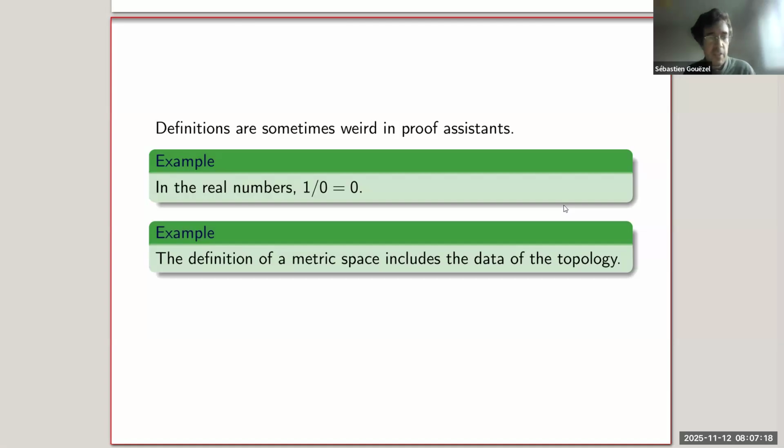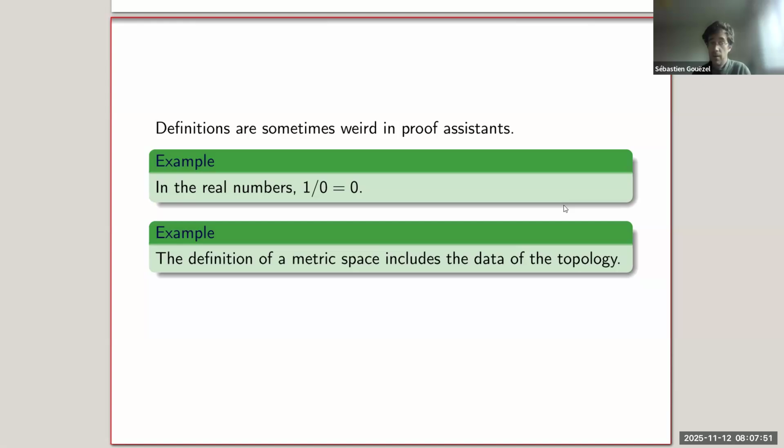Another weird example of a definition in a proof assistant, in mathlib, but also in Coq, in Isabelle, is that on paper, when you define a metric space, you will just take a distance function with 2 or 3 axioms, and that's it. And in mathlib, the definition of a metric space will include the data of the topology which is compatible with the distance function. And that may seem completely crazy because this topology can be deduced from the distance.